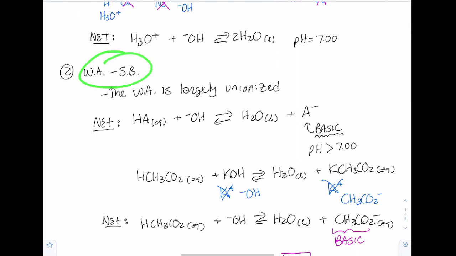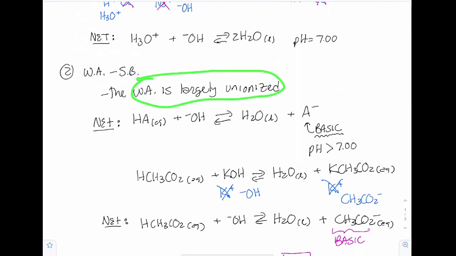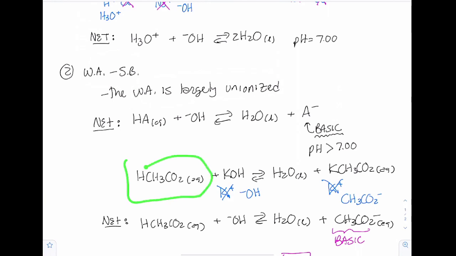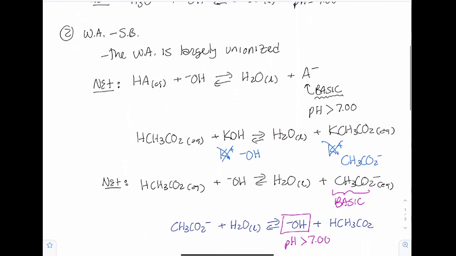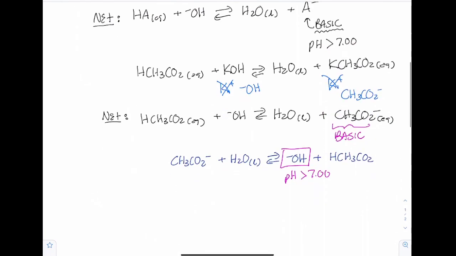When I have a weak acid, strong base, my weak acid is largely unionized. So when I write my equation, I'm going to keep it together, keep it as HA. My strong base is completely dissociated, the definition of a strong base. My salt is soluble. Potassium is inert, so we can just get rid of it. It's not reactive, so we're not going to include it in my net ionic equation. And then my conjugate base here is actually basic. It reacts with water to produce hydroxide, giving me a basic pH.